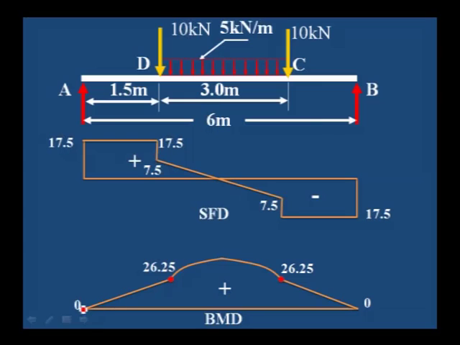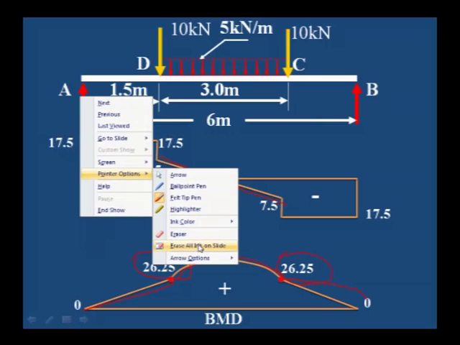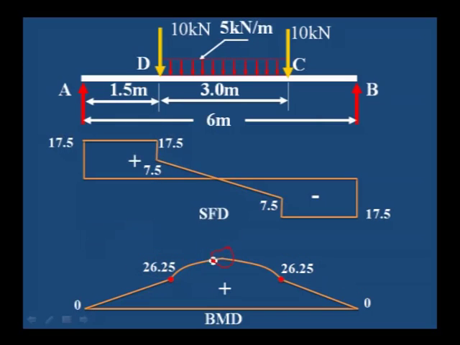To draw the bending moment diagram, first draw the horizontal line and mark the 2 points, 26.25 at D and C, and then draw the inclined line from A to D as well as B to C. In between D and C, it is a uniformly distributed load, that is why it is a parabolic curve. For the shear force diagram, uniformly distributed load gives an inclined line. For the bending moment diagram, it is a parabolic curve, shown rising at the central point, because there we will get the maximum bending moment.